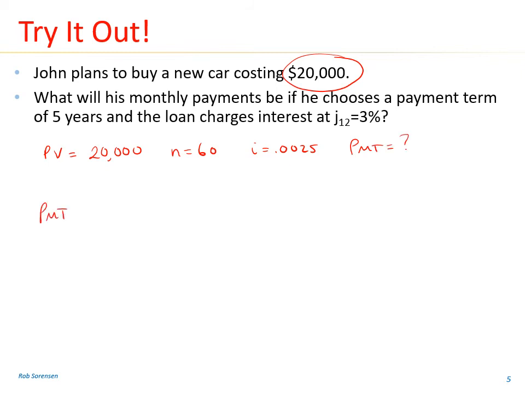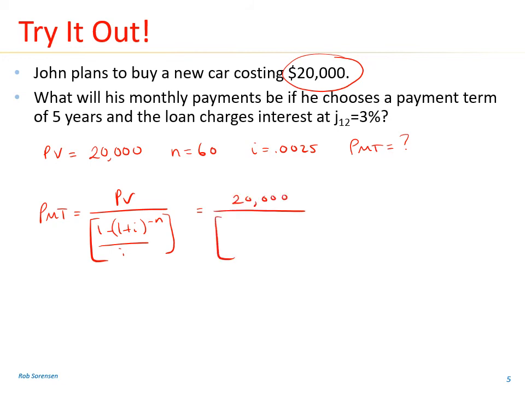Well, payment is present value over, slightly different version this time, isn't it? 1 minus 1 plus i to the negative n, over i. We plug some numbers in there, and it looks a little bit more like this, doesn't it? Go ahead and work that out on your calculator. And again, if you want to do it, solve the denominator and then divide that into 20,000. Or if you want to do it all in one long stretch, totally up to you. Whatever works best for you.